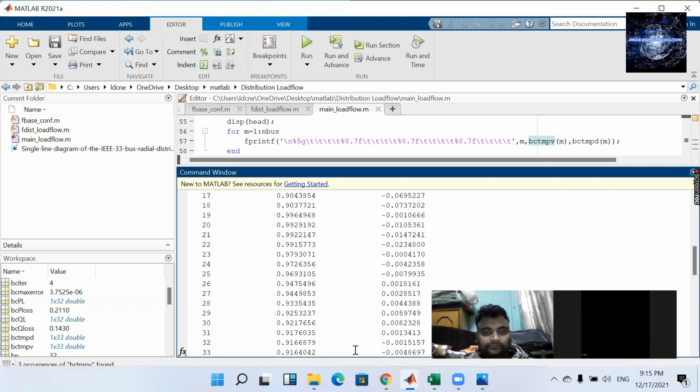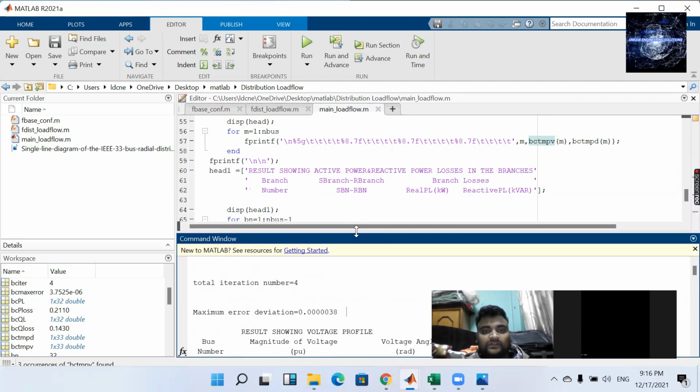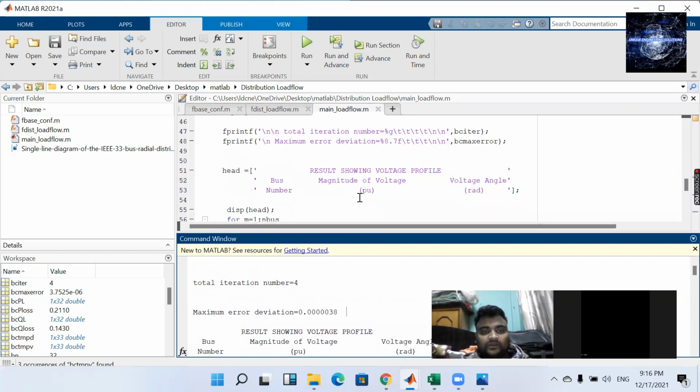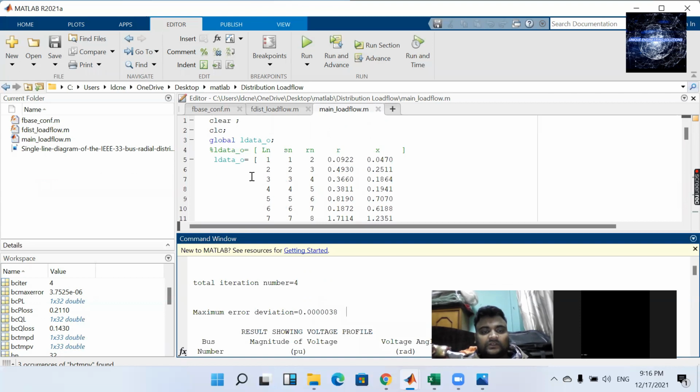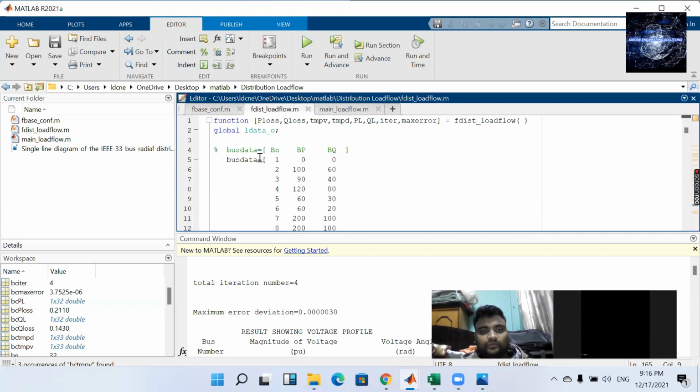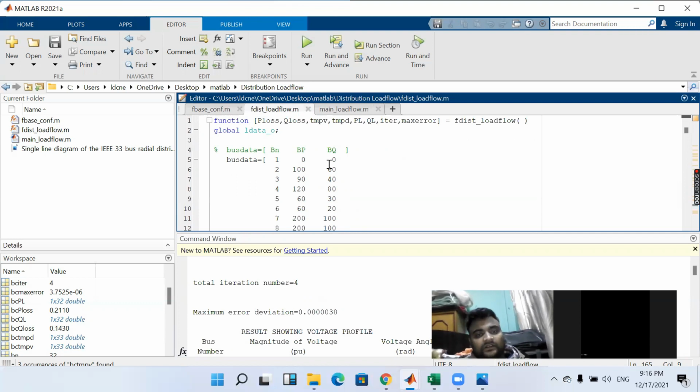So this is the load flow of the IEEE 33 bus system. For a different bus system, we only have to change this line parameter as well as this bus data. After changing these two data, we can easily calculate the load flow of any radial distribution system.